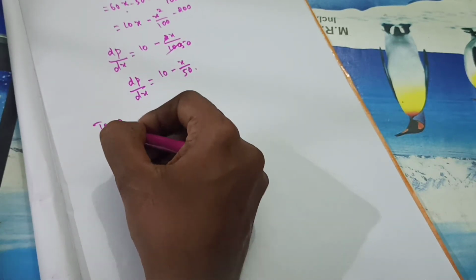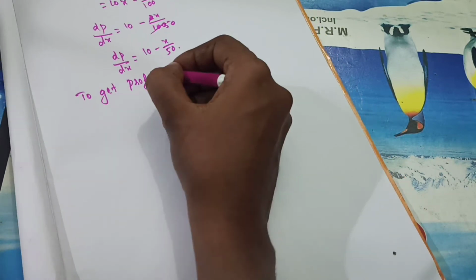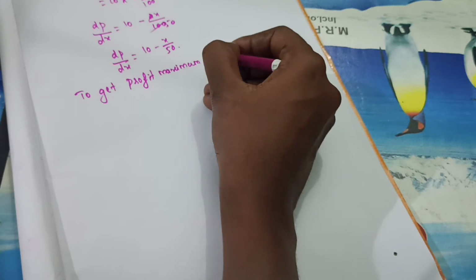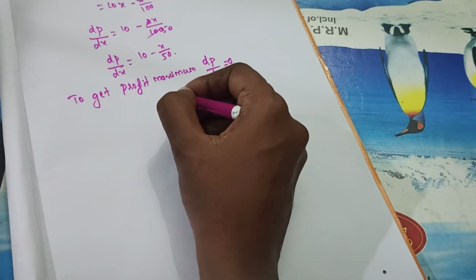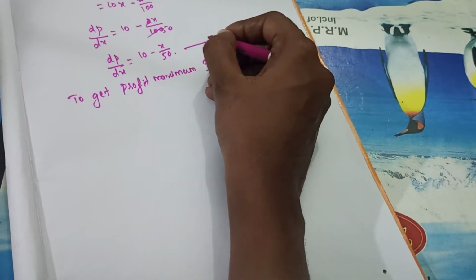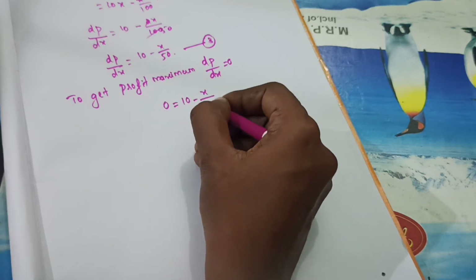So if we need to get maximum profit, what will you do? This is the main thing you learn in economics: dp by dx is equal to 0. So apply here as 0, take it as equation number 3. So 0 is equal to 10 minus x by 50, correct?